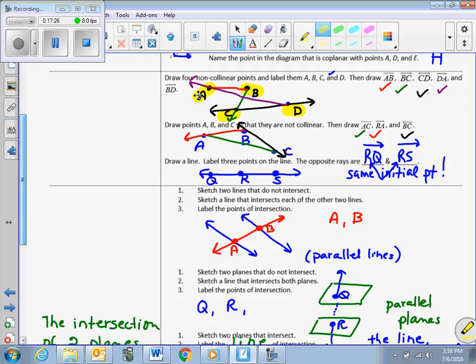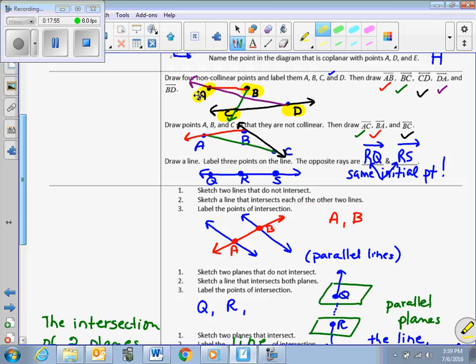Ray BC, initial point has to be B with the arrow going through C. I did that in green. Line CD, I did that in black, extends in both directions infinitely. And then ray DA. So you can see I did that in purple. The initial point is at D, and the ray extends forever and ever through point A. All right, so hopefully you got something like that.